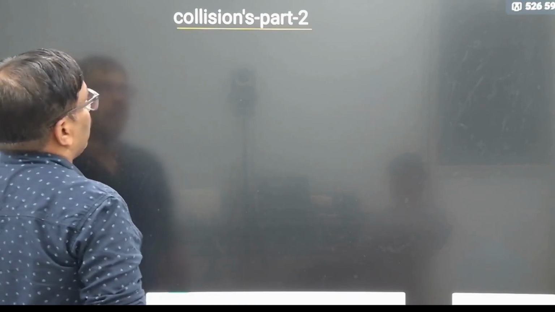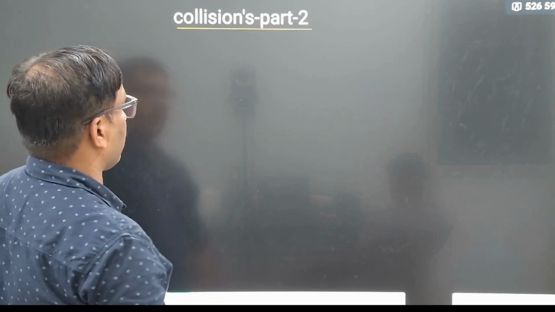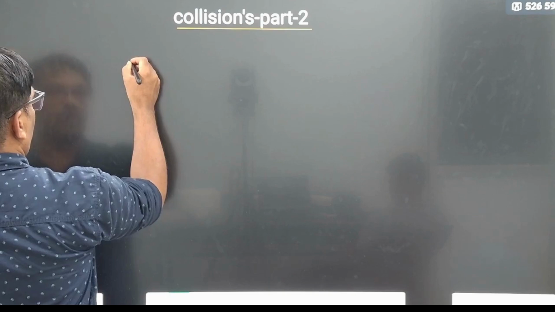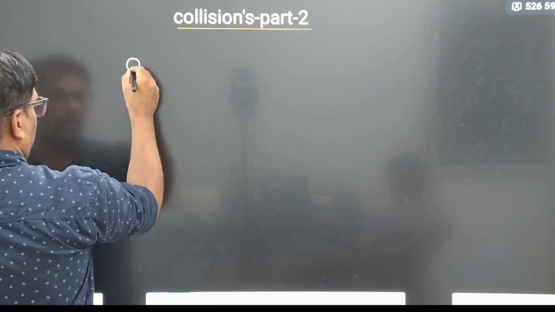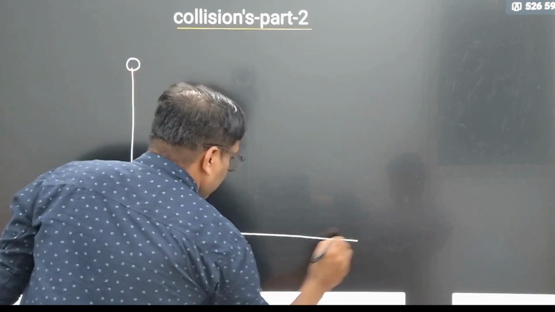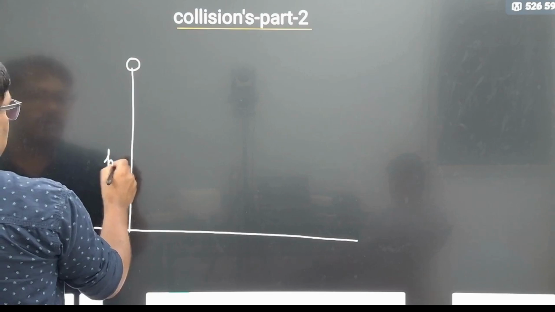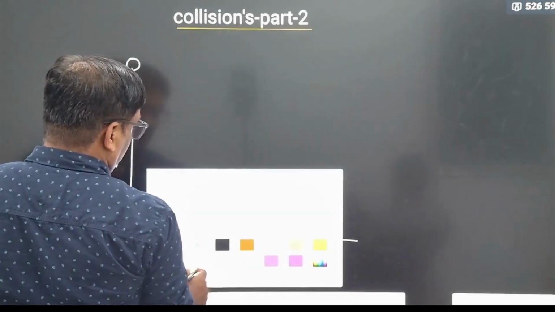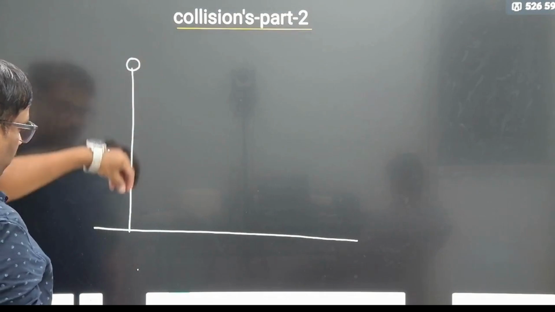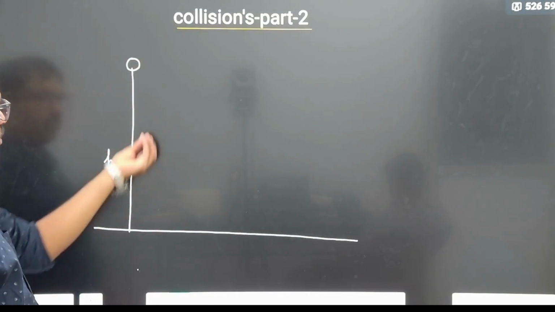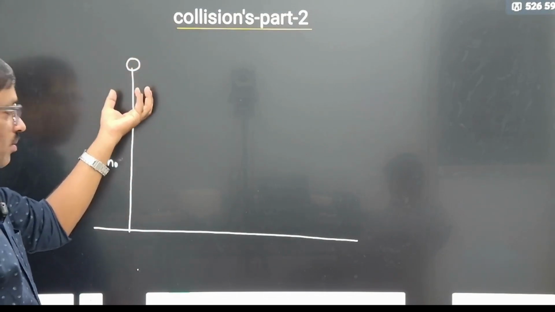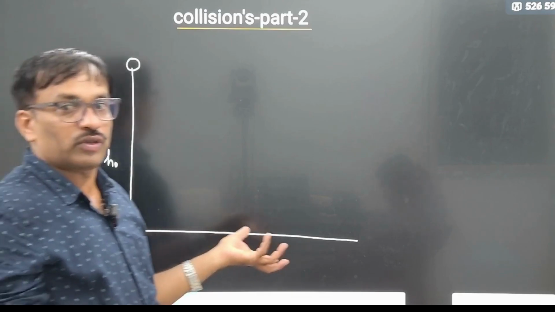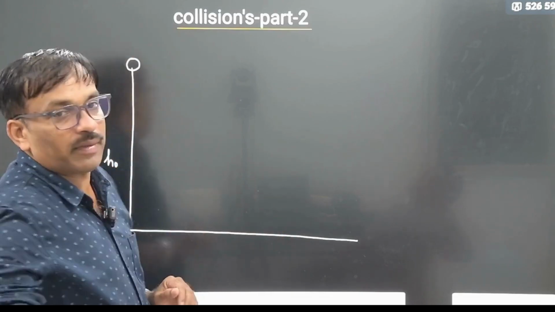In this second part, we'll discuss one application, a bouncing ball. Let us take one ball and drop it from a certain height. Suppose h naught is the height we are dropping from. When we drop it, it will come down, hit the ground and bounce back, not to the same height. Why? Because on impact it loses energy, so it will not come back to the same height.